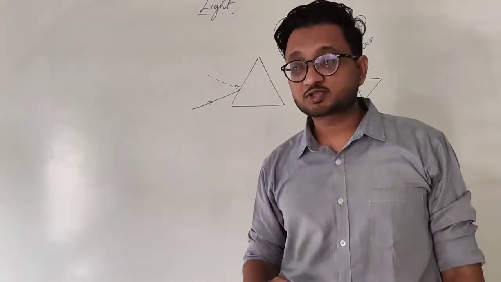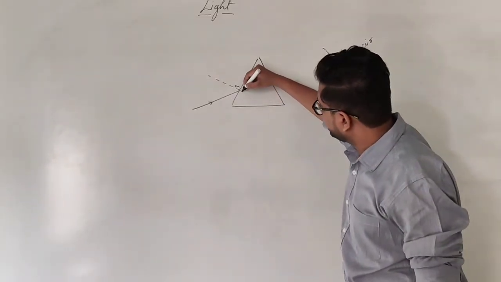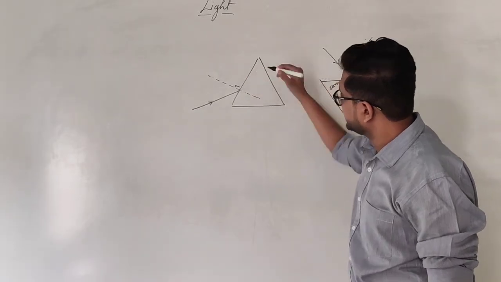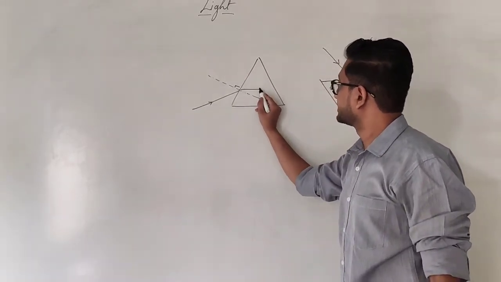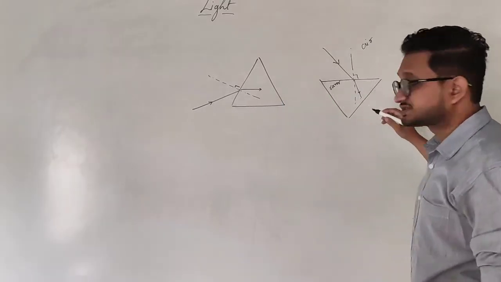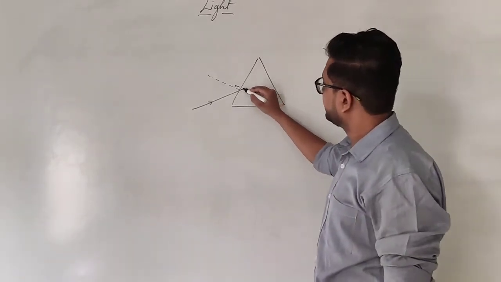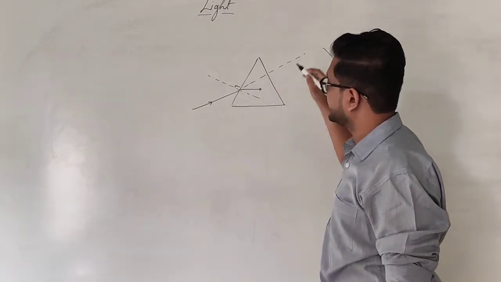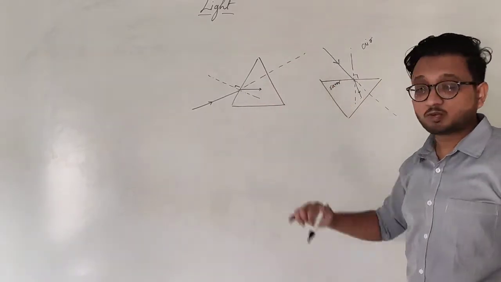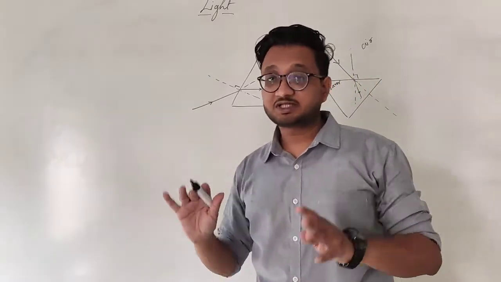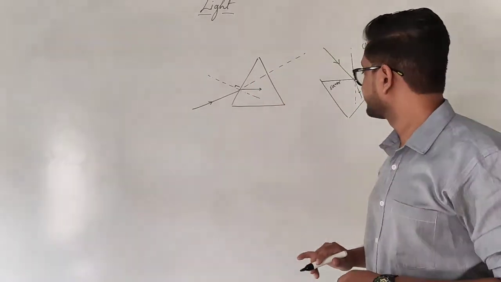I hope it is clear to you students, because this is the normal over here. As you can see, the ray of light will bend towards the normal. Where was it supposed to go? It was supposed to go this way. So the ray of light was supposed to go in this direction, but now it has bent towards the normal. I hope it is clear to everyone up till this point.